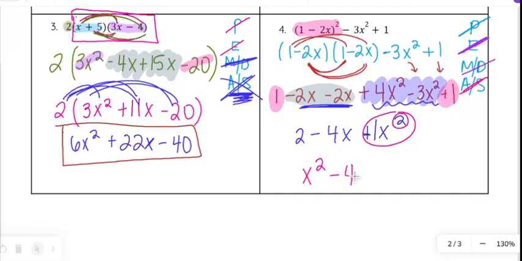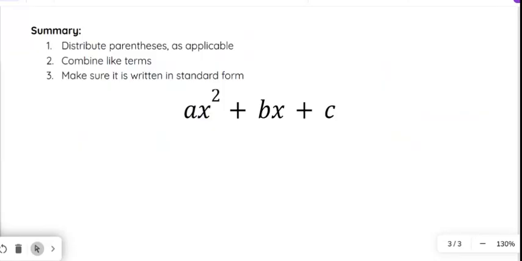Then we have minus 4x. Notice that minus sign comes with the 4x. Whatever sign is in front of the term moves with the term. And then we have 2, so that's going to be plus 2. So that would be our final answer on number 4 in standard form.